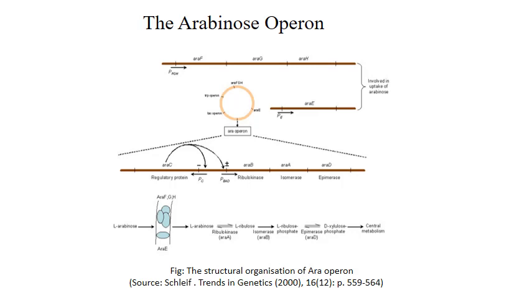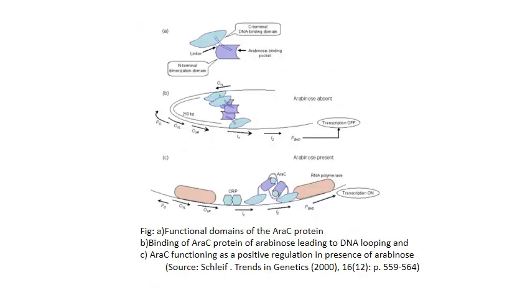This transcription is regulated by the AraC protein, which is encoded by the araC gene lying upstream to the ara promoter. The AraC protein has a dual function. In the presence of arabinose, it acts as a positive regulator to stimulate transcription from the PBAD promoter, while in its absence, it helps in negatively regulating this promoter. It also functions as a negative regulator for its own gene.